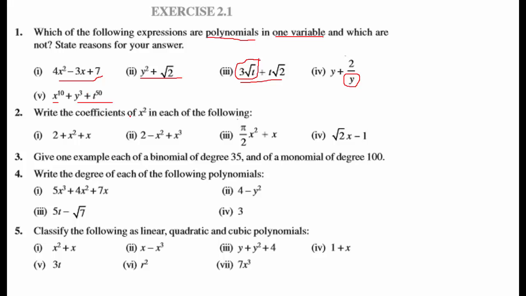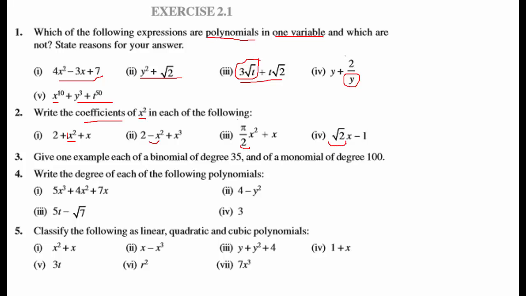Now write the coefficient of x square in each of the following. Now what is the meaning of coefficient? Coefficient means the term which is written before the x square. If I am asking you the coefficient of x square, this is my x square, and before this we have written plus 1 because if there is nothing, there is 1 and the symbol is plus 1. So here the coefficient of x square is plus 1, and here the coefficient of x square is minus 1, here pi by 2, and here square root of 2.